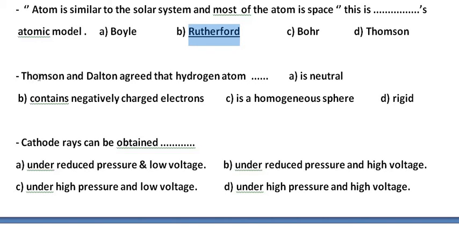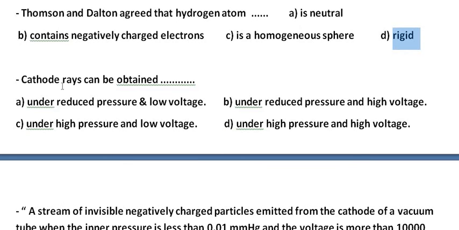Thomson and Dalton agreed that the hydrogen atom is a homogeneous sphere or is rigid. This is the answer. Cathode rays can be obtained, of course, under reduced pressure and high voltage.